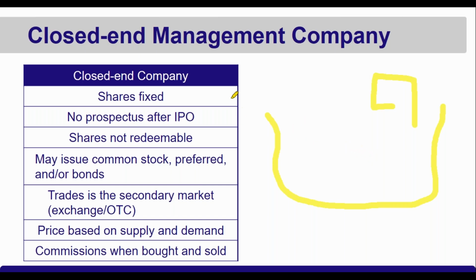A closed-end fund is actually going to have the same characteristics as any other type of what I call a traditional company. You could put Disney up here. You could put Walmart up here, and all of these characteristics would be true of those companies as well. What makes a closed-end company different is simply what they're going to be doing with the money. They're going to be investing it in securities.